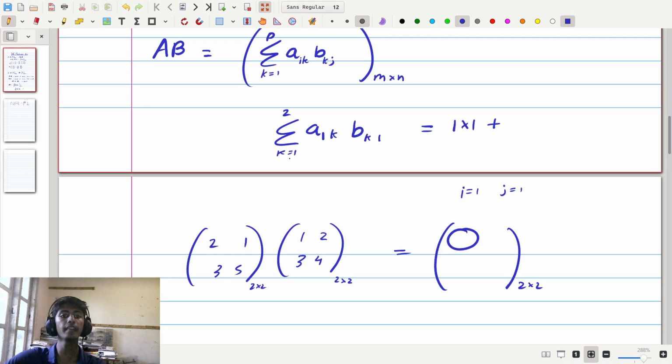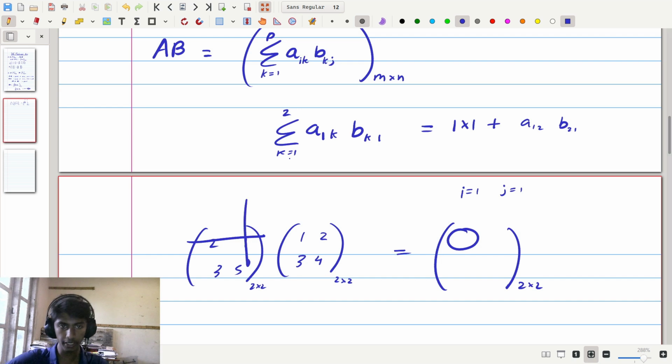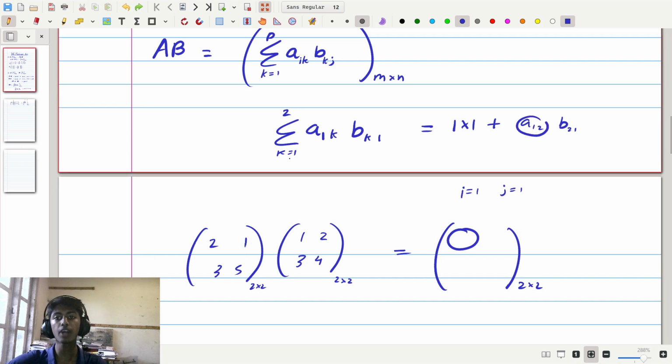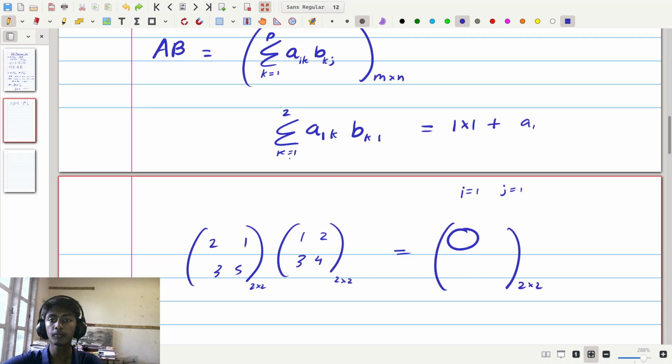Now to that, we need to add the next value, which is going to be the value when k is equal to 2, which is going to be A sub 1 2, B sub 2 1. Now recall, A sub 1 2 corresponds to the element in the very first row but the second column, and due to that, A sub 1 2 is this element right here, first row, second column, 1. So A sub 1 2 here is 1, so we have 1 times B sub 2 1, since k is equal to 2.